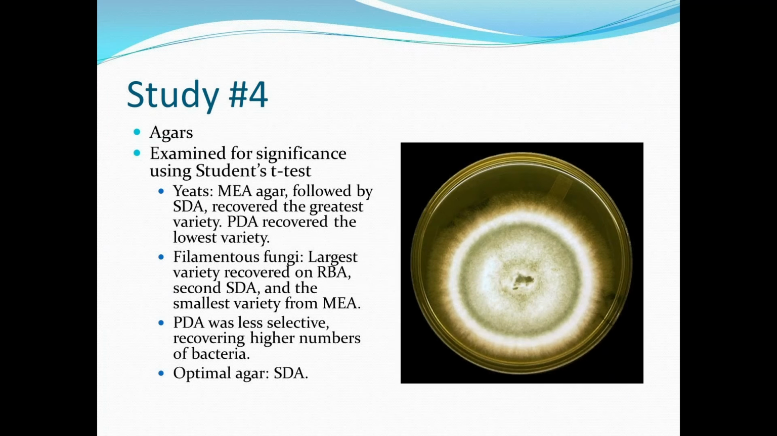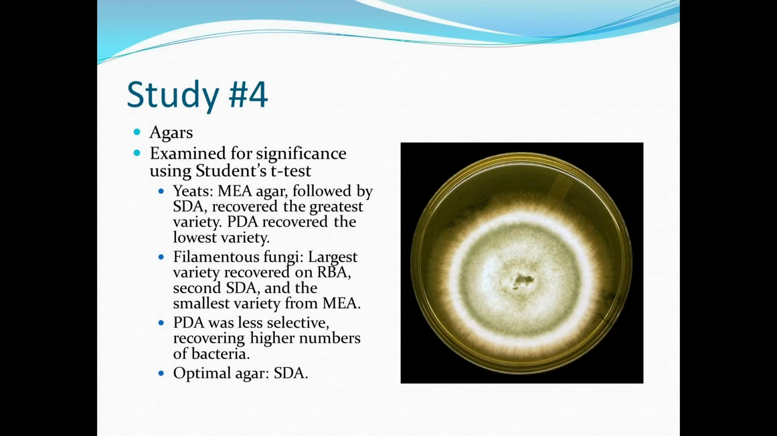So the results from these different agars were studied for significance testing, and it was found that if yeasts are a concern, then malt extract agar gives the highest recovery of yeast, followed by sabouraud dextrose agar. Potato dextrose agar recovered the lowest variety. With filamentous fungi, the optimal media for recovering filamentous fungi was rose bengal agar. Then came sabouraud dextrose agar, but the poorest performing one was malt extract agar. So what does this tell us?